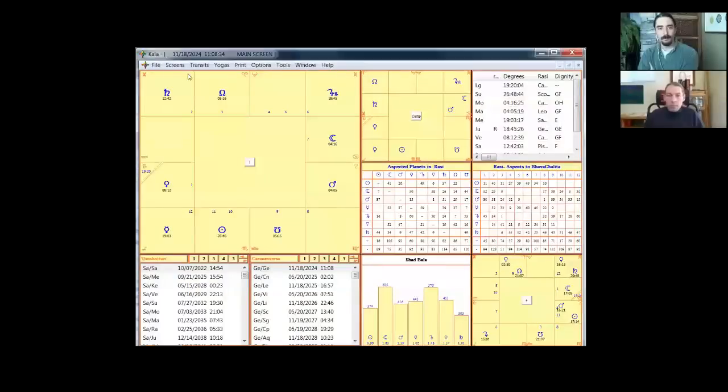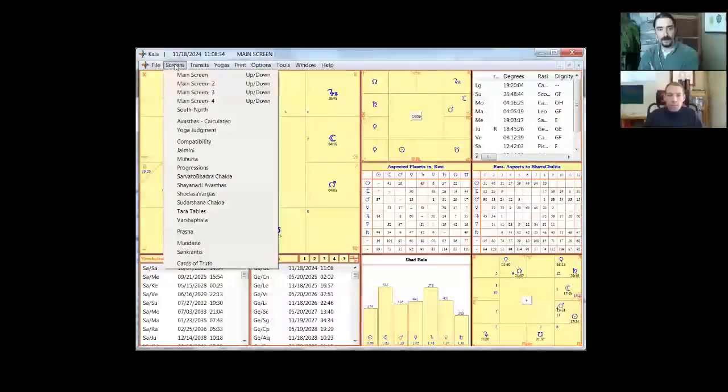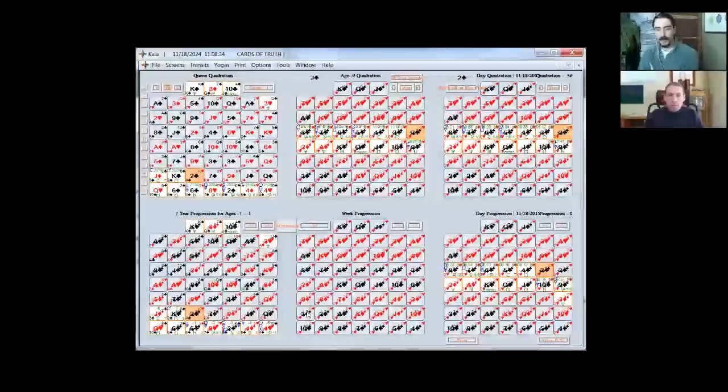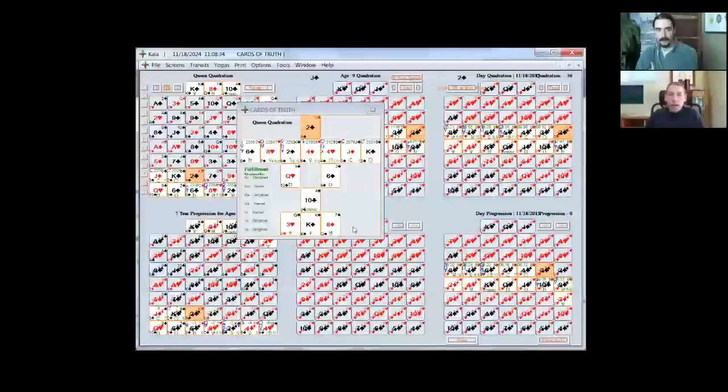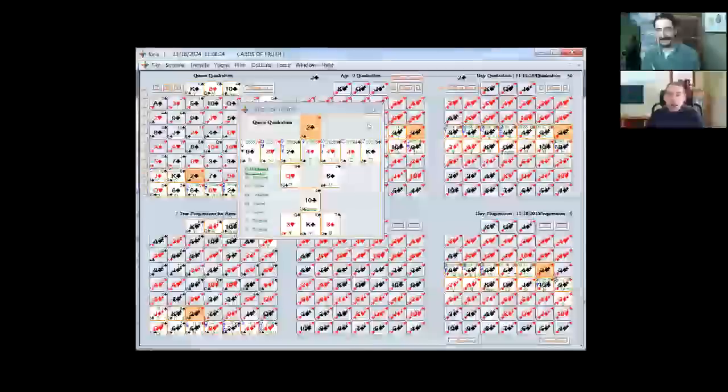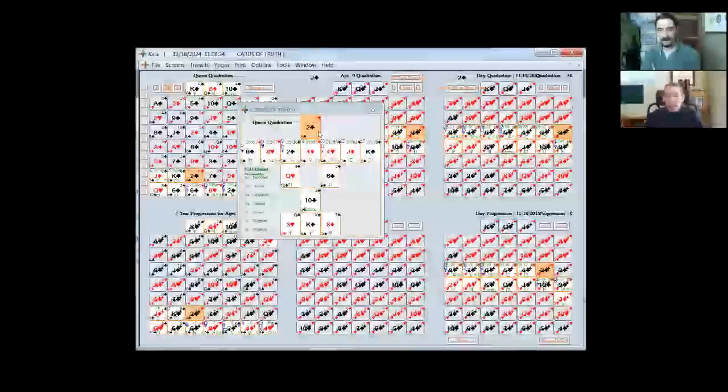Okay. So here's Kala, which is astrological software. And you go to the screens menu and then down to cards of truth. And then this pulls up the spreads, correct? Yeah. And so you can click on that. And so this would be like the birth spread for today, November 18th. Okay? Well, this is for 2024, but okay. Oh, that's for 2024. Okay. Yeah. But November 18th is always going to be a 2 of clubs. Right. But the planets will change their positions.